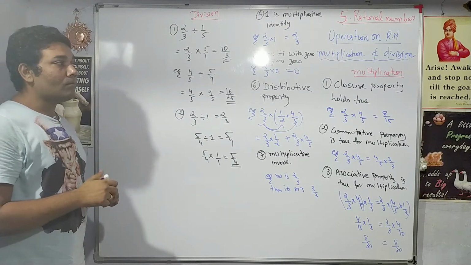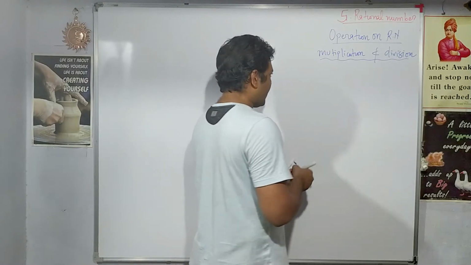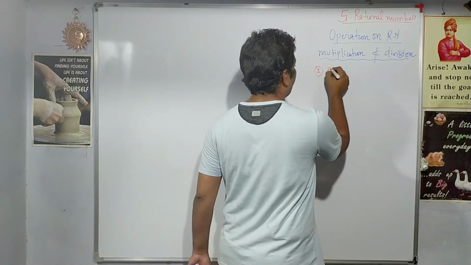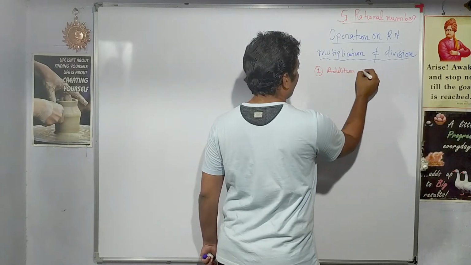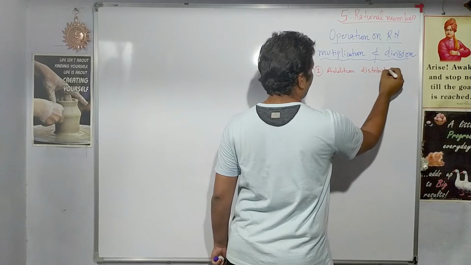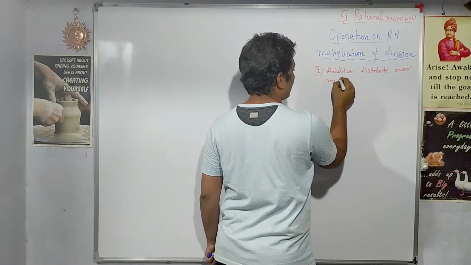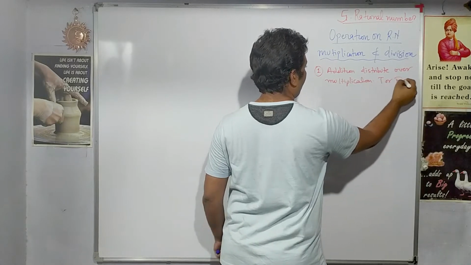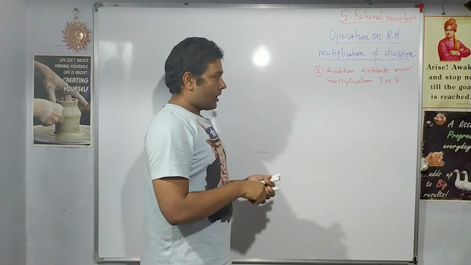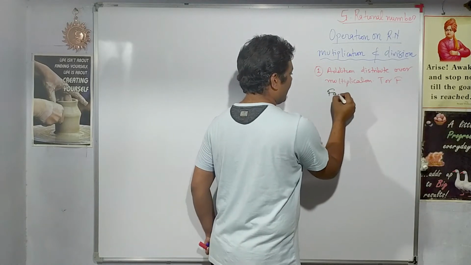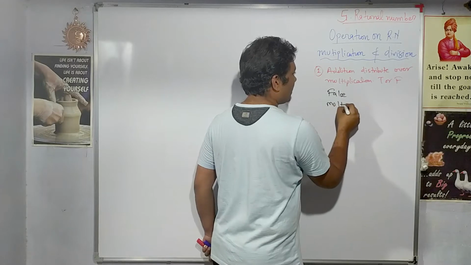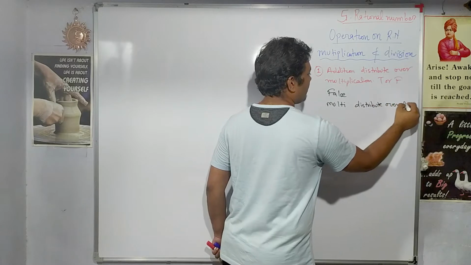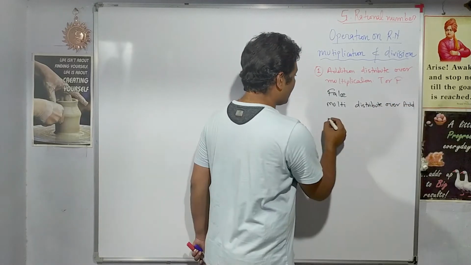Now let us look at some sums. So the first question I take says: addition distributes over multiplication. Question is true or false. So what is the answer? Answer is false. Why? Correct statement is multiplication distributes over addition. How? So see your example.